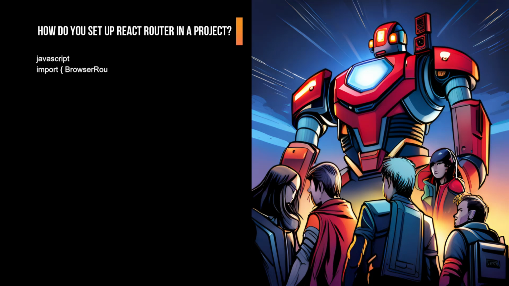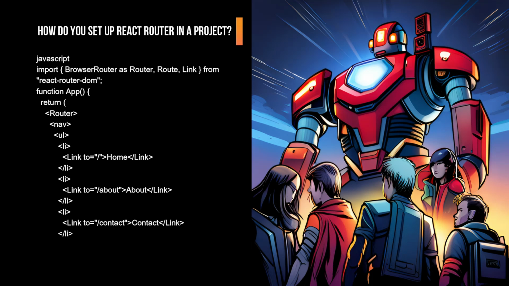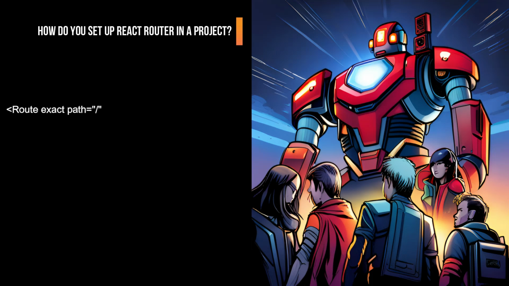JavaScript. Import BrowserRouter as Router, Route, Link from react-router-dom. function App, return Router. nav. ul. li. Link to="/" home /Link. /li. li. Link to="/about" about /Link. /li. li. Link to="/contact" contact /Link. /li. /ul. /nav.